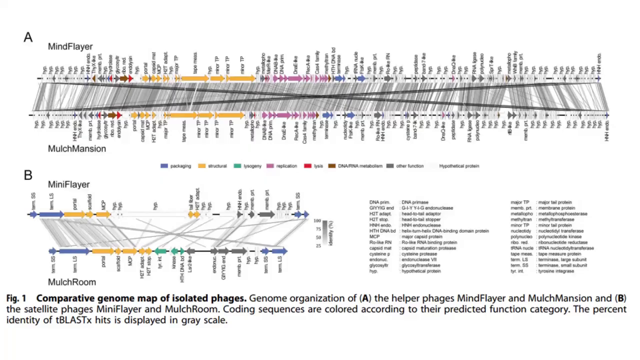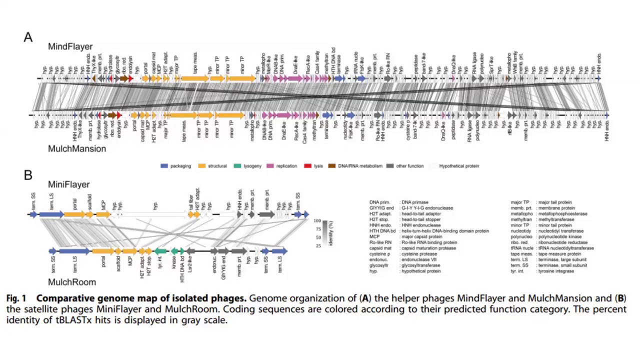So here is some of their genomics that they did. At the top, they're comparing the two helper genomes, MindFlayer and Mulch-Mansion, and you can see the color-coded functional genomics where they appear within the genome, and then the gray slashes are just for similarity. The darker, the more similar; the lighter gray, the less similar. So when you look through the paper, it reports that between the two helpers, there's 62% similarity between the two genomes. So that's pretty good.